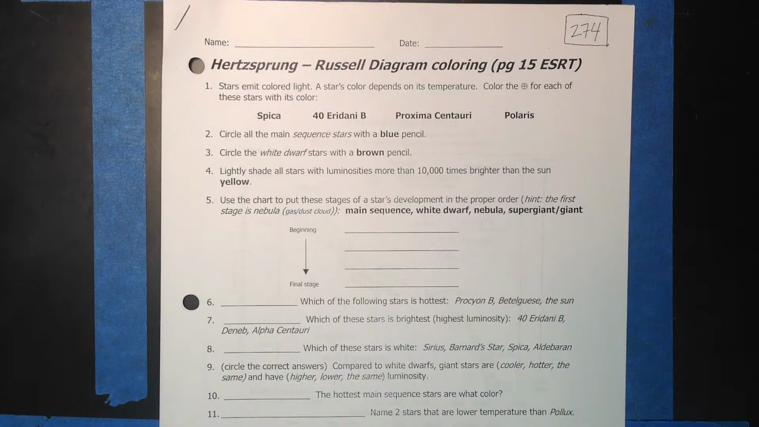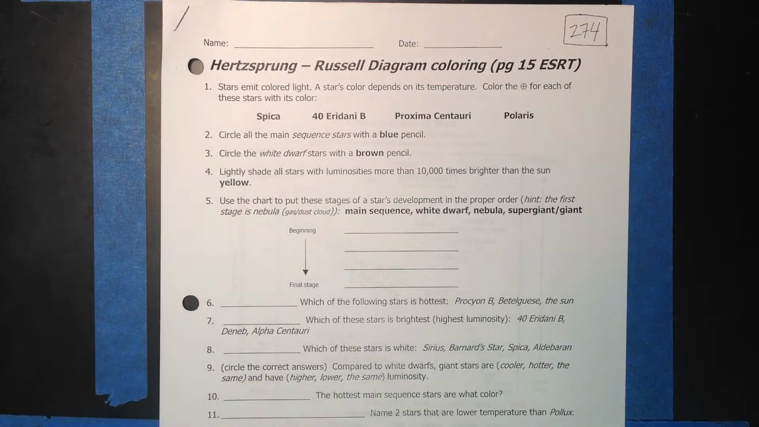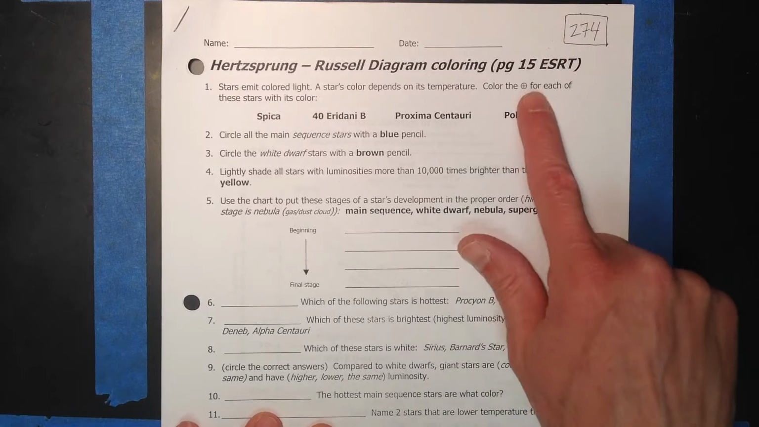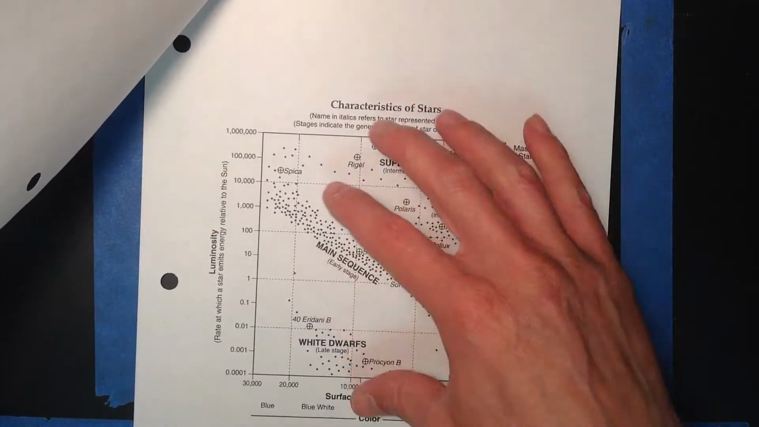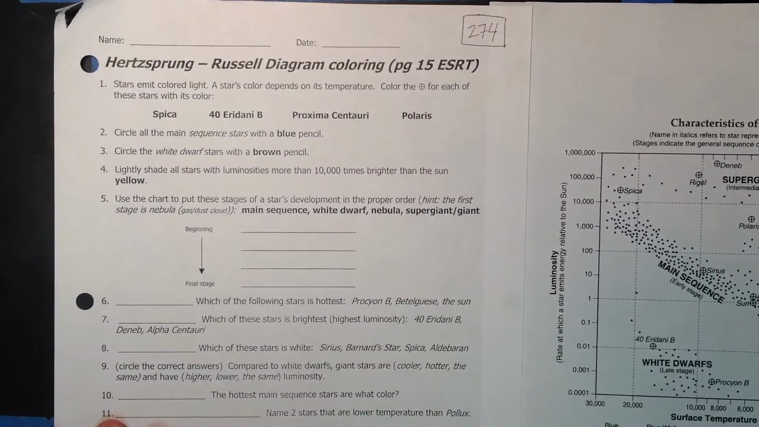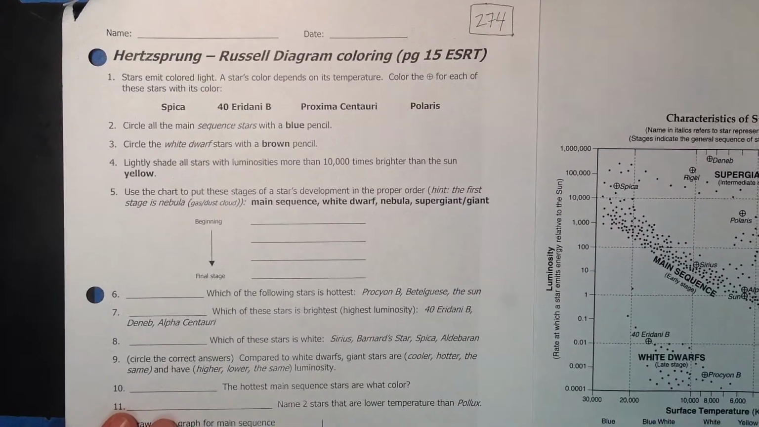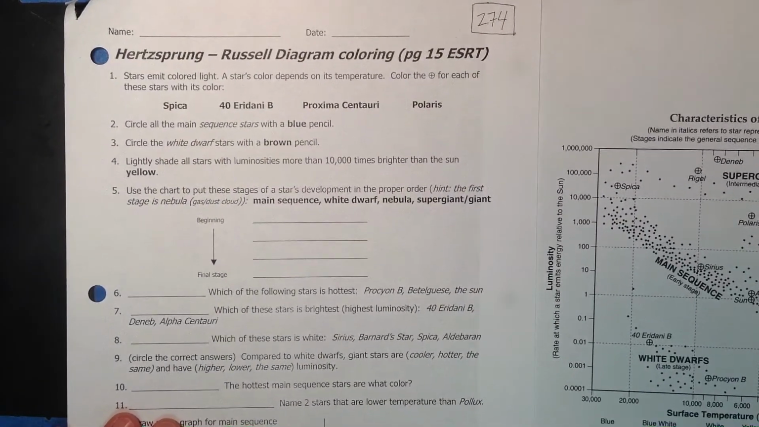Hello, Mr. Gazda here, Homework 271, Hertzsprung-Russell diagram coloring. This is in the reference table, page 15. It doesn't call it that, but that is the name of this. It says characteristic of stars. We'll be coloring this. First thing I recommend you do is to tear them apart so it's easier, so less flipping back and forth. That's how I designed this, but please make sure you restaple it at the end.